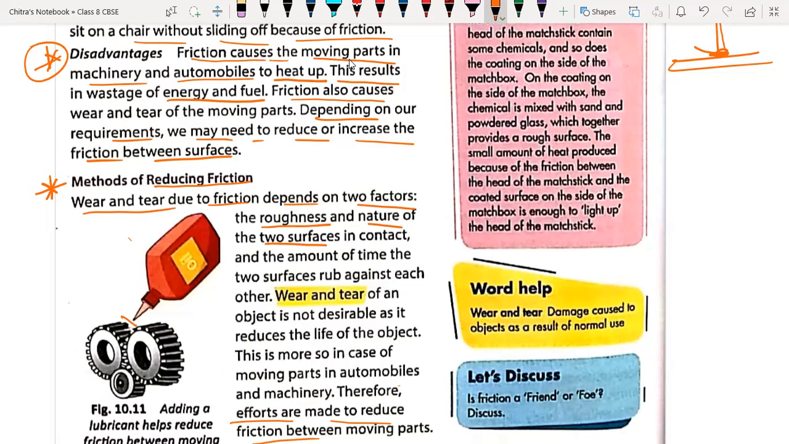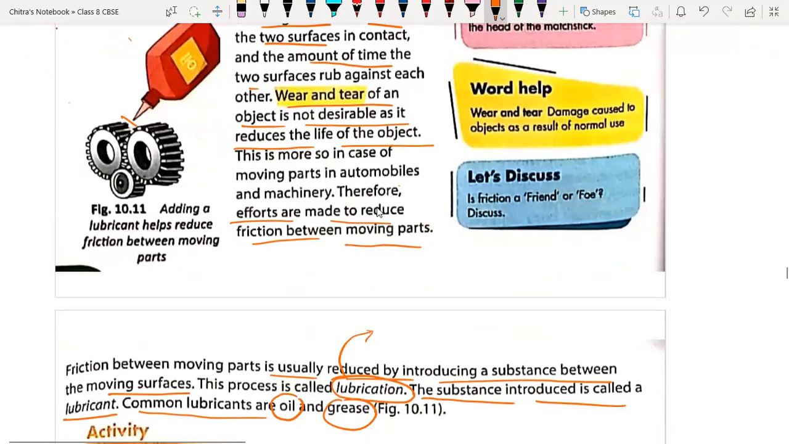The second factor is the amount of time. If two objects are in contact with each other and run continuously for a long time, the friction will be more and it will heat up a lot, and that heat causes wearing and tearing of the object along with the friction. Wear and tear of an object is not desirable as it reduces the life of the object. So friction reduces the life of the machine. Hence, we have to reduce the friction as much as possible.